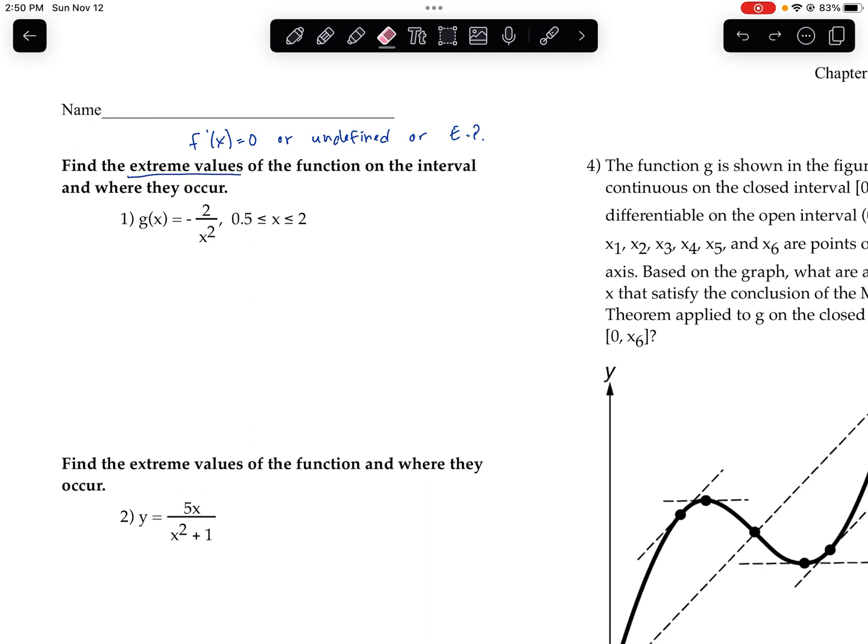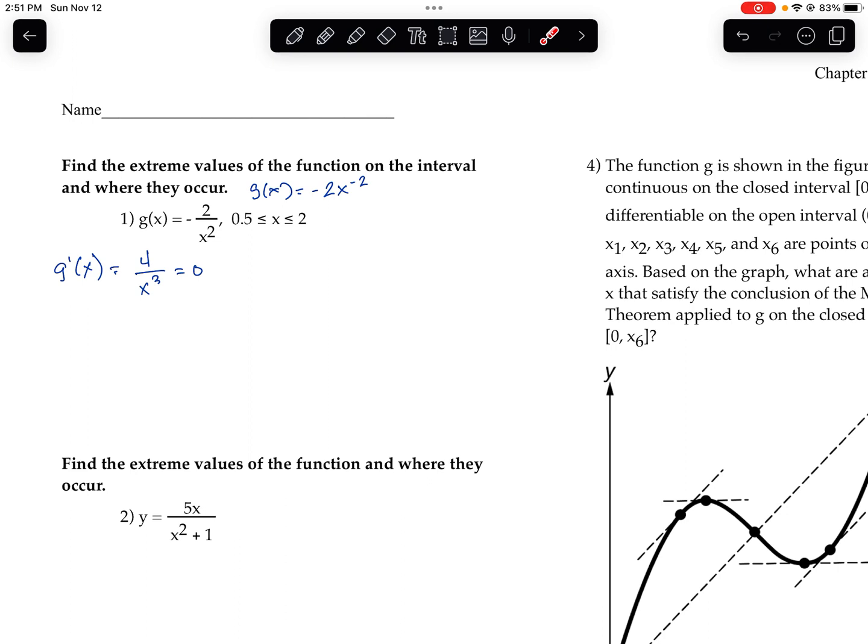So here, we're gonna use what's called, if you guys remember, the candidates test. So we're gonna try and find critical points first, and then we'll use endpoints as well, and then use the candidates test to find the extreme values. So, g prime of x, g of x in this case is negative 2 x to the negative 2. So drop the power, that's going to be equal to 4 over x to the third. And I'm going to set that equal to 0.